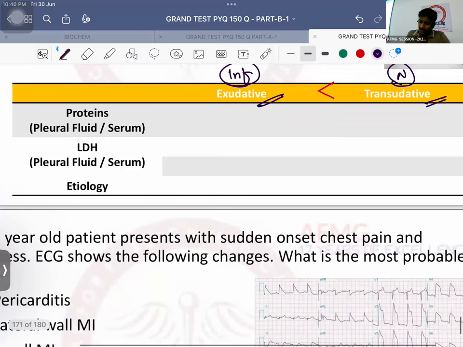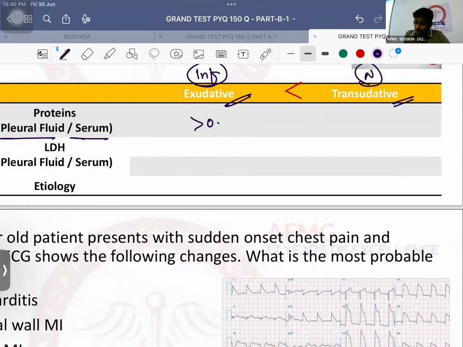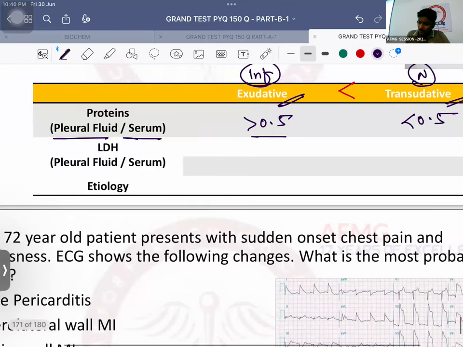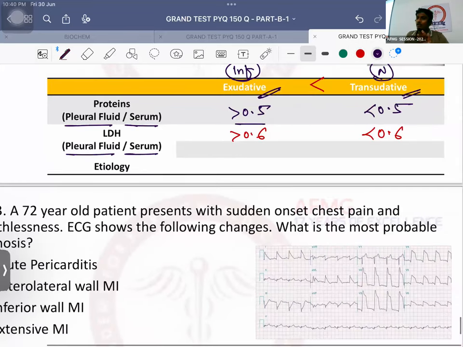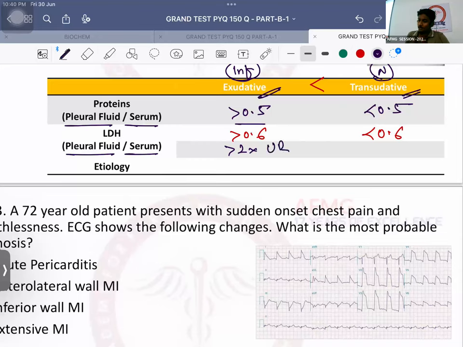Now, please tell me, if I take the pleural fluid protein upon serum protein ratio, if it is more than 0.5, it is suggestive of exudative. Less than 0.5 is suggestive of transudative. The pleural fluid has more protein, that is suggestive of inflammation. Next is LDH, pleural fluid LDH upon serum LDH ratio. If it is more than 0.6, meaning the enzyme is higher, it is an exudative effusion. Less than 0.6 is known as transudative effusion. Okay, no issues with this. Or we can say pleural fluid LDH more than 2 times the upper reference limit of the serum LDH.